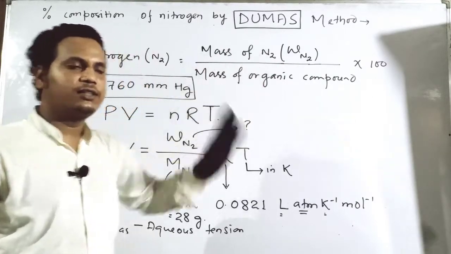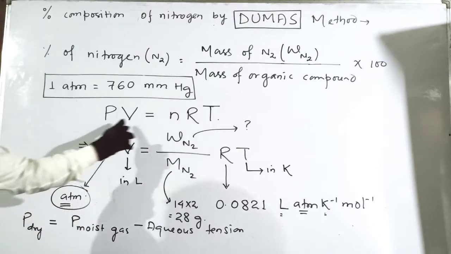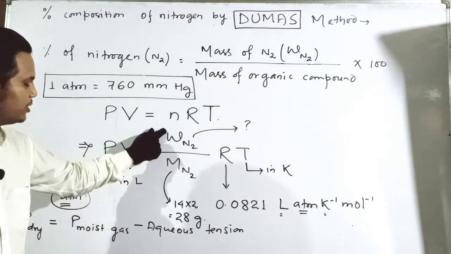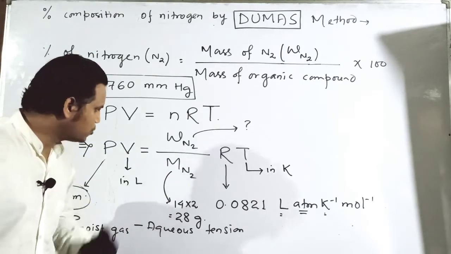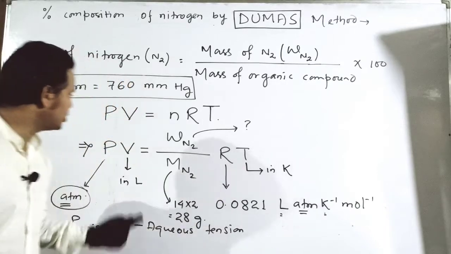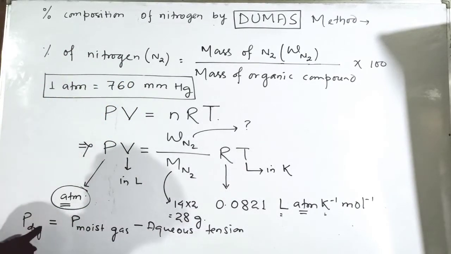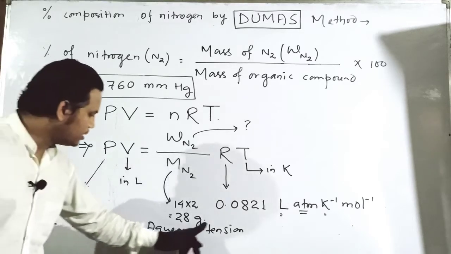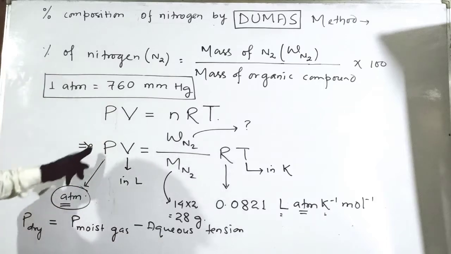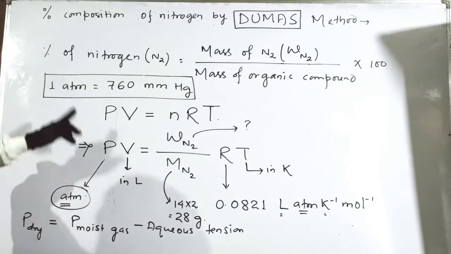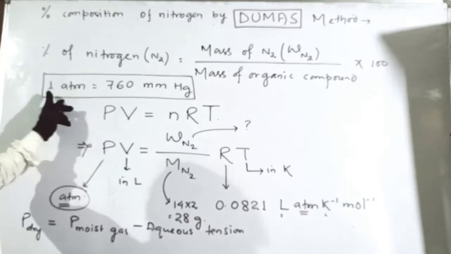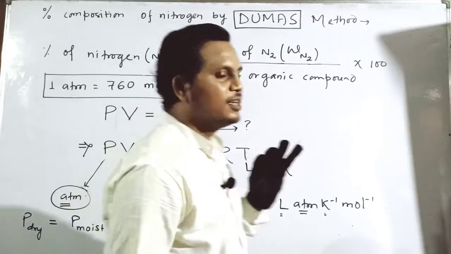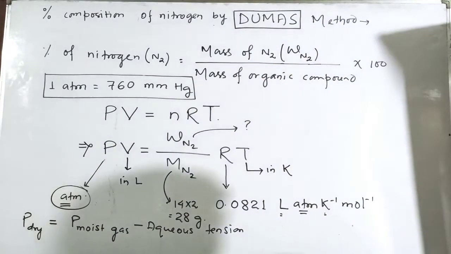How can we find the mass of N2? The formula is PV equals nRT. What is n? The number of moles, given mass by molar mass. The molar mass is 28. R is this value, temperature in Kelvin, volume in liters. Pressure should be of the dry gas, which is equal to the pressure of the moist gas minus aqueous tension, and it should be in atmospheres. If it is given in millimeters, then convert it into atmospheres. 1 atmosphere is 760 mm of Hg.